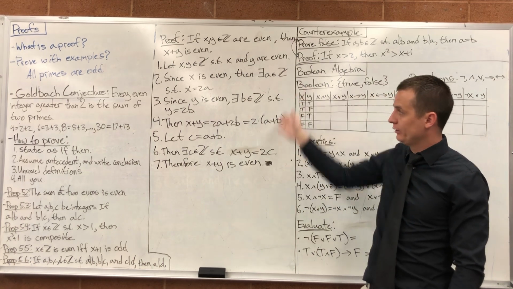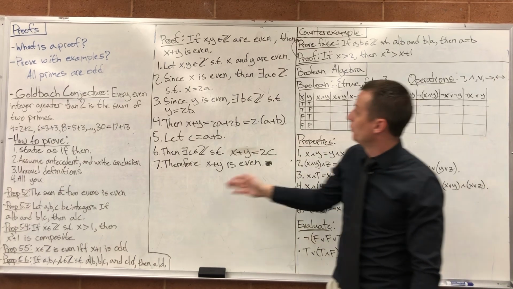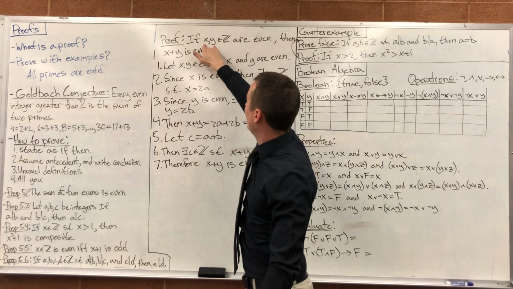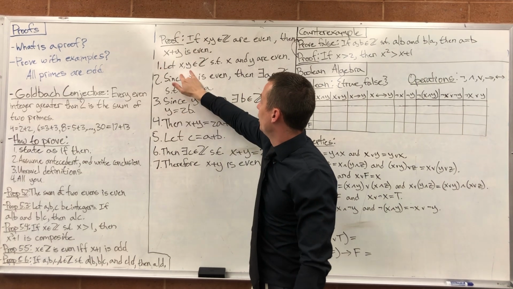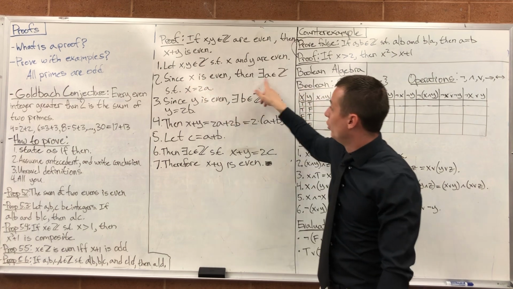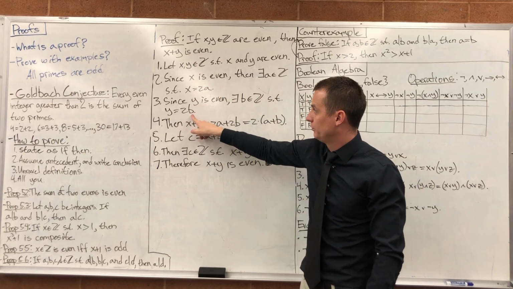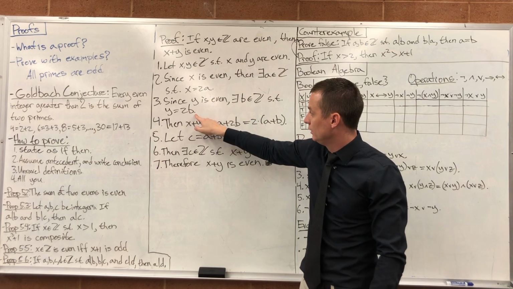Alright, is there any weird steps in this? Does all of this make sense? Let's go over it one more time. We're trying to show that if x and y are even, x plus y is even. So I'll let x and y be even integers. Since x is even, we can write it as 2 times some integer. And since y is even, we can write it as 2 times some integer. Call those integers a and b.